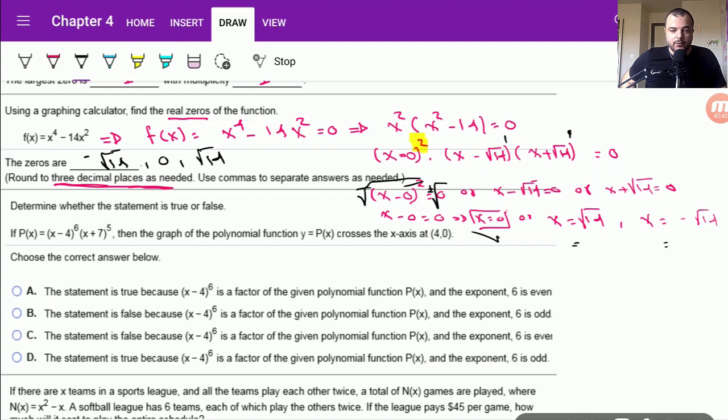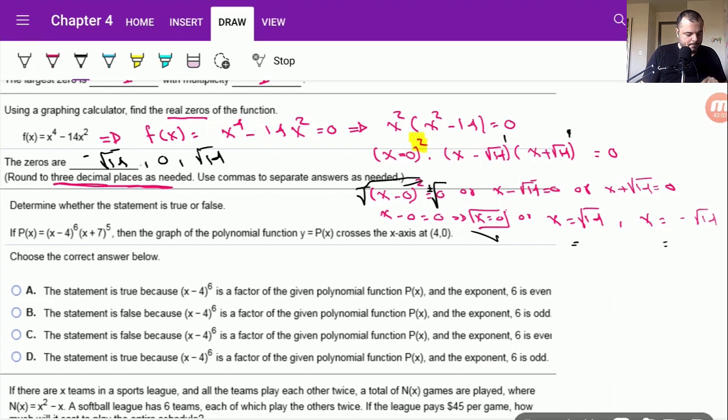So what is radical 14 to the nearest 3 decimal places? So this is 3.742. Okay? And this is negative 3.742 as well.